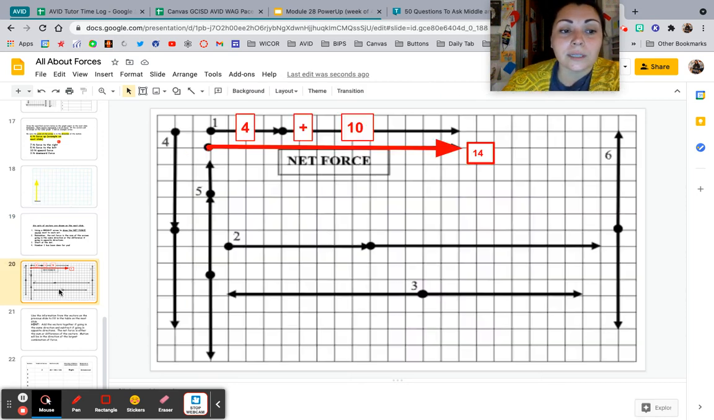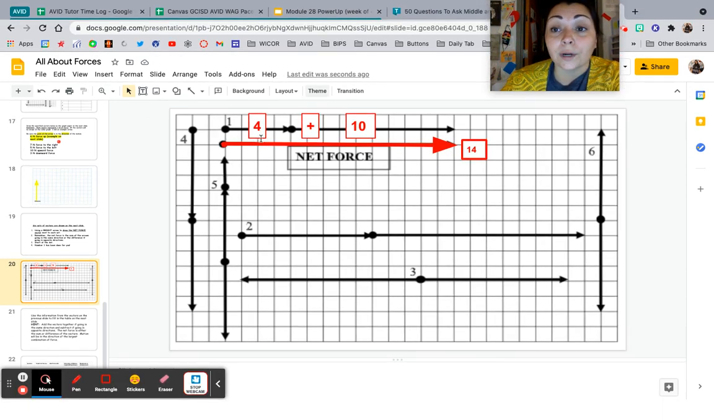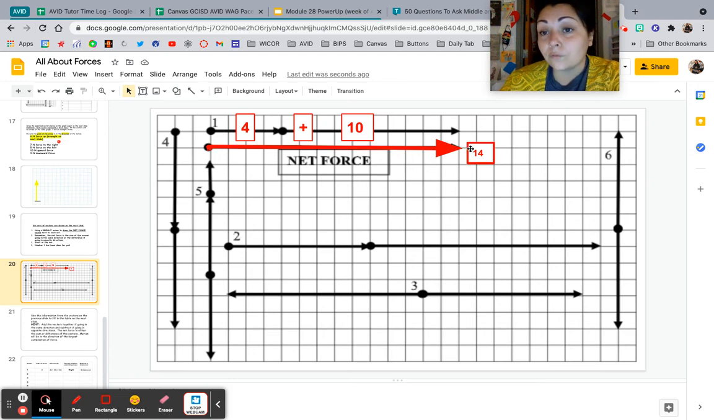Number 1 has been done for you. So if you look at slide 20, I have 4 Newtons here, and then I have 10 boxes. So I put 4 plus 10 equals 14. So what I did was right below it, or right next to it, you're going to draw that net force vector. So since both of these are in the same direction, you are going to add them together, draw it, 14.